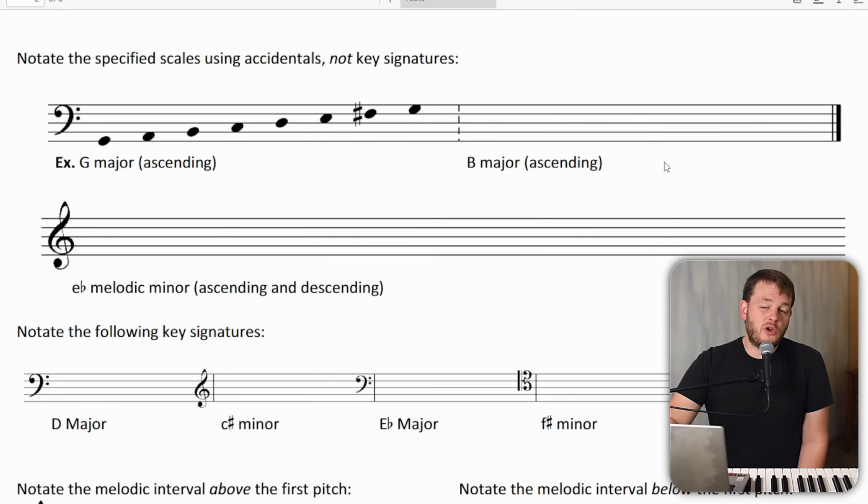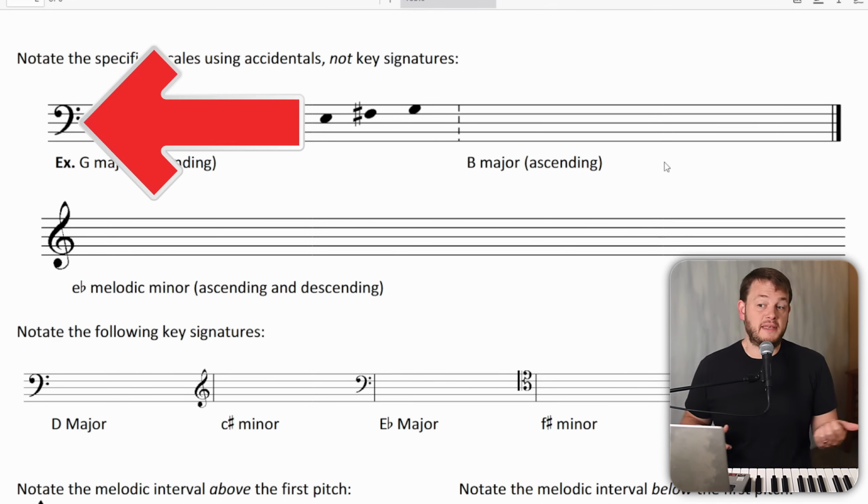Here they're just wanting to see if you know the basic major minor scales. So they wrote G major out for you. Up next they have B major. You have to remember you're in bass clef, I guess, at the beginning of the line. That's one of those things you got to be careful on these entrance exams.